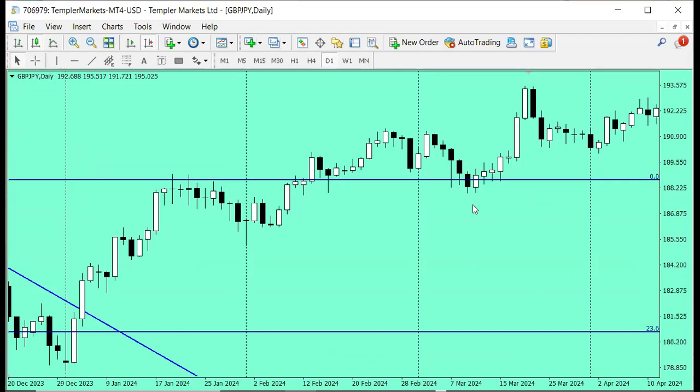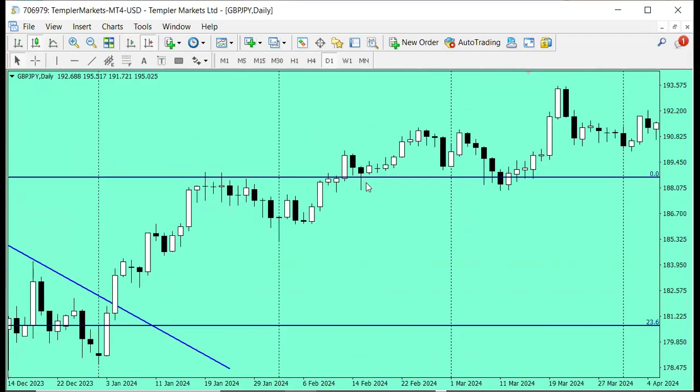Now, back to business. See that? A nice break and retest and then a rally. But we came back again. We couldn't close below this. Obviously, on the weekly chart, we didn't close below. This acted now as a support. It's like a support and resistance flip.